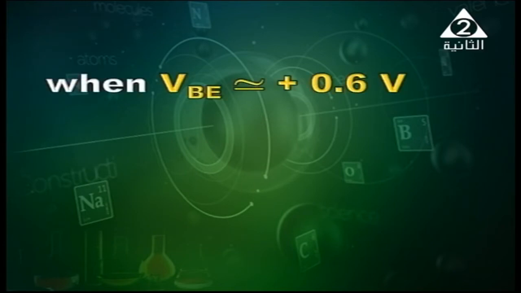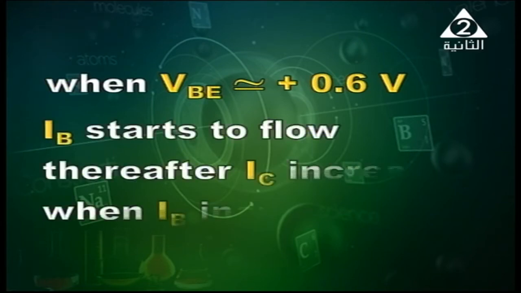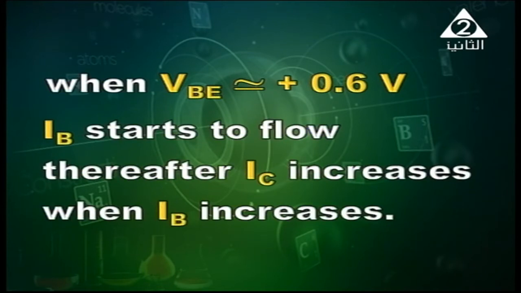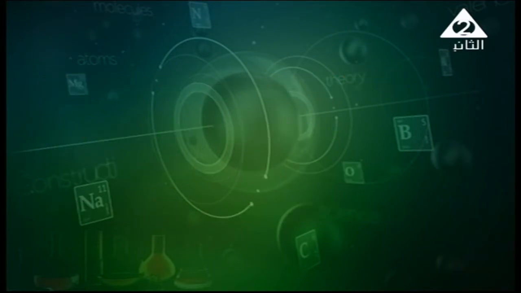If the voltage across base and emitter is equal to 0.6 volt, base current starts to flow. Thereafter, collector current increases when I base increases.